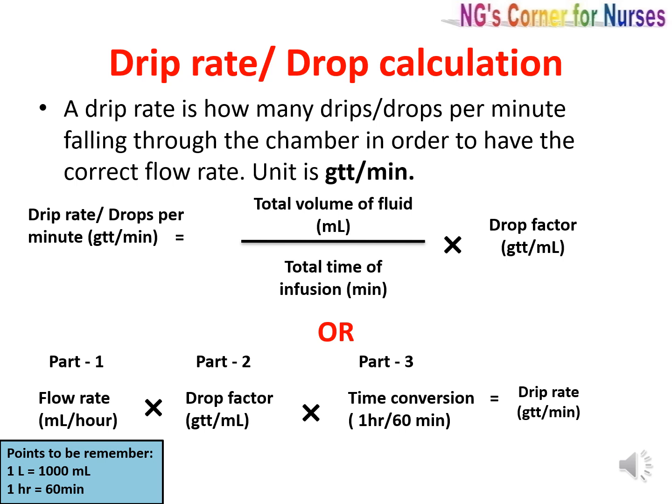And the next formula is the three-part formula. The first part is the flow rate. We have already learned how to calculate flow rate. Flow rate in ml per hour is multiplied by the drop factor of that particular drip set, the unit is drops per ml, and again multiplied by the time conversion, that is 1 hour equals 60 minutes. So 1 hour by 60 minutes.